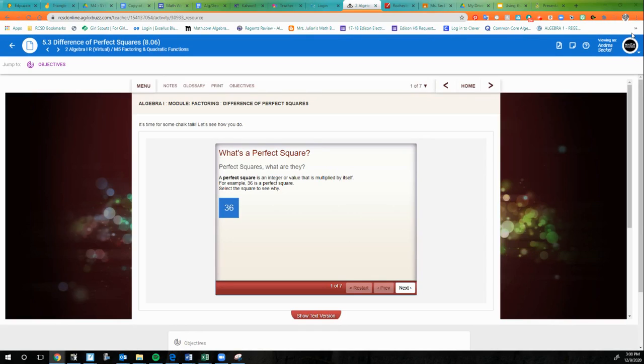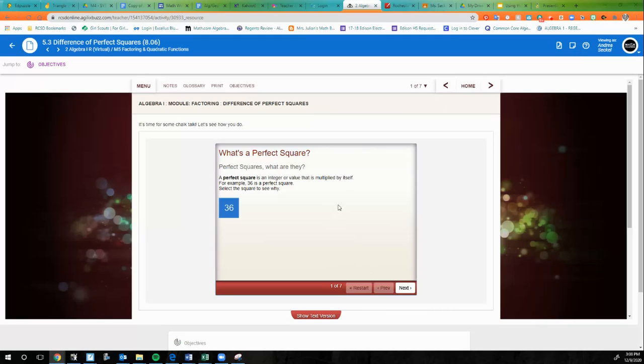Okay, this is lesson 5.3, difference of perfect squares, our first lesson in the quadratics unit. This is a lesson on one strategy of factoring. Because the strategy is called the difference of perfect squares, it's important to know what a perfect square is. That's what page 1 is about.